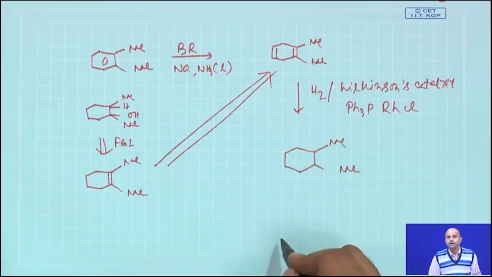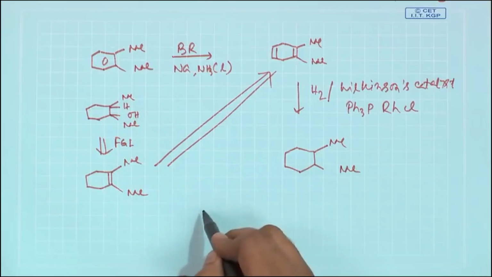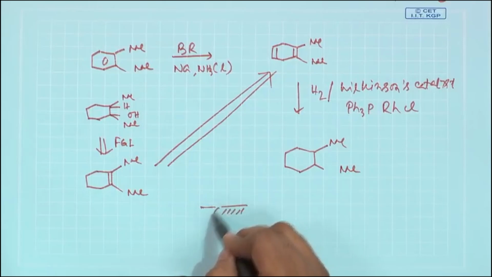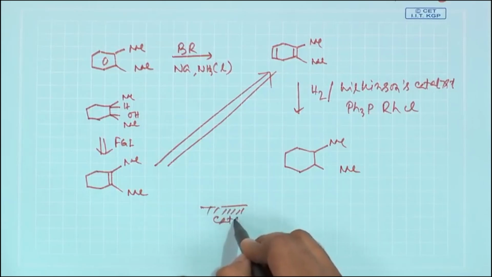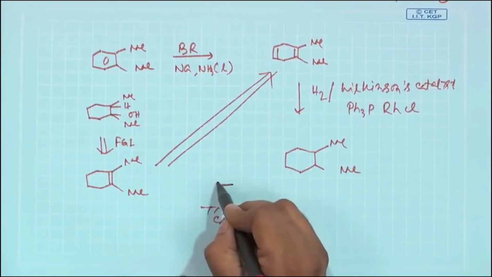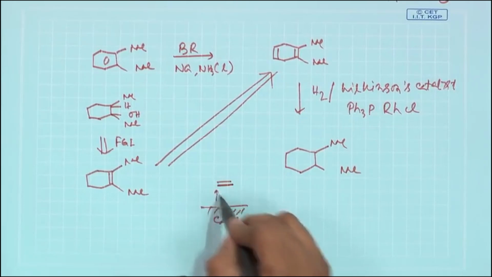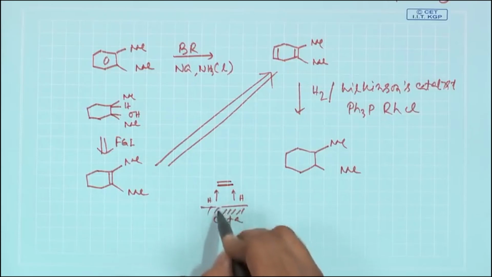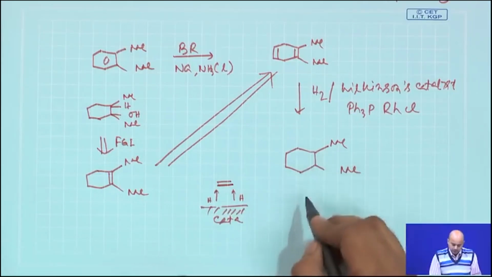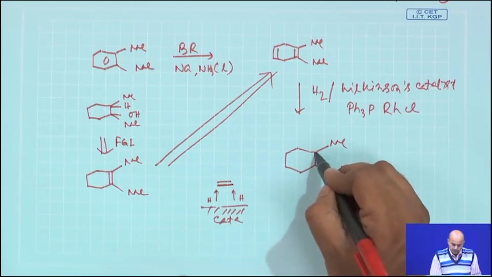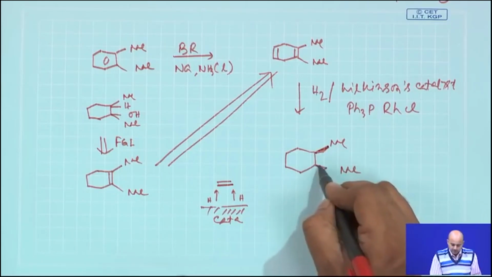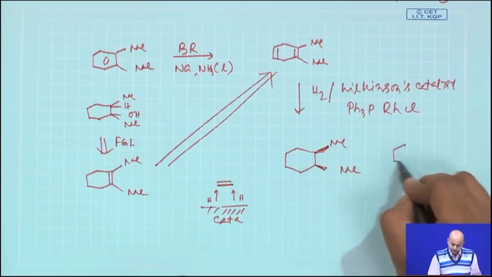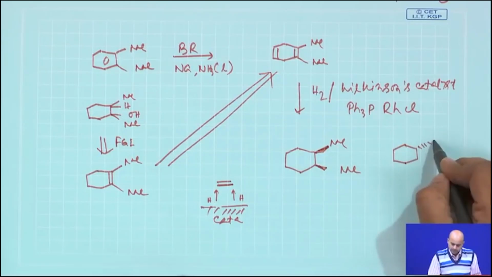Now, we all know that hydrogenation is always synfacial. The catalyst surface is this, and your olefin is like this, so hydrogen will always attack from the syn face. Then, if you hydrogenate this compound, you can get either this compound or its enantiomer, right.